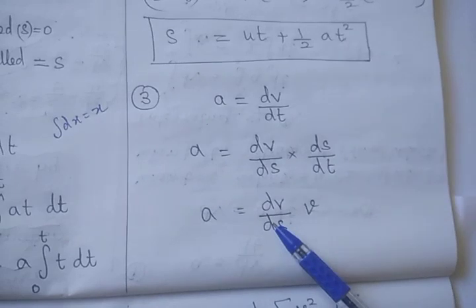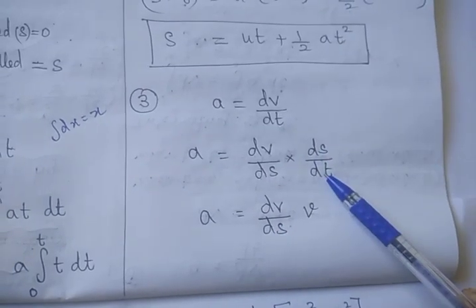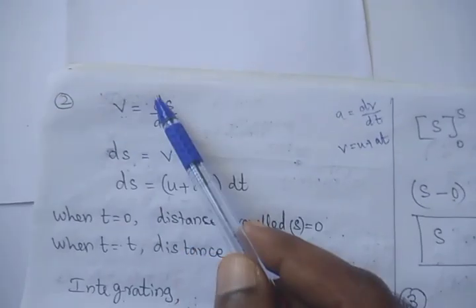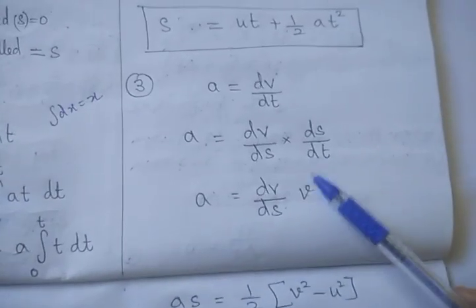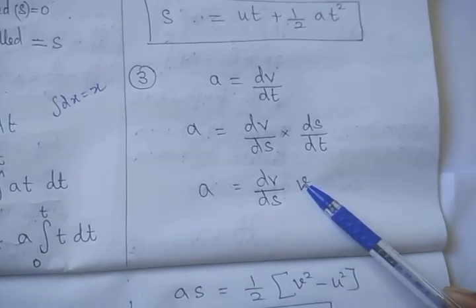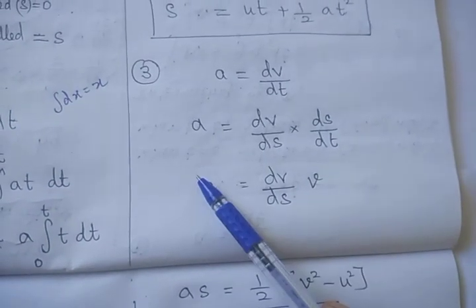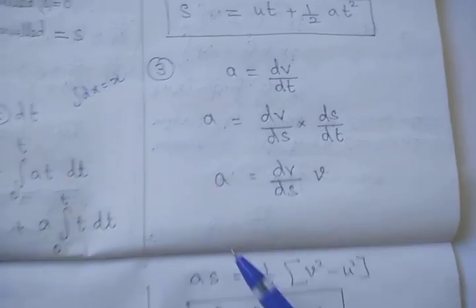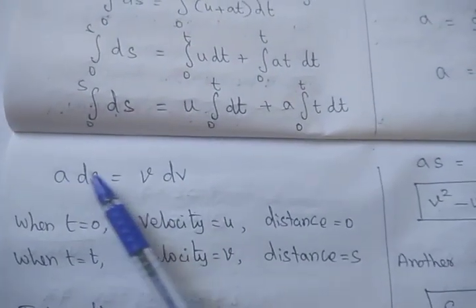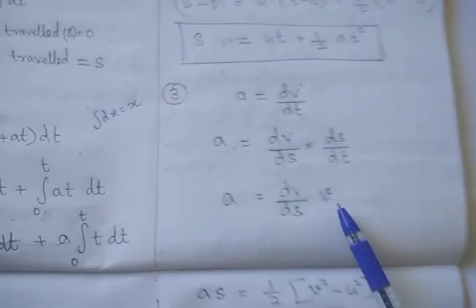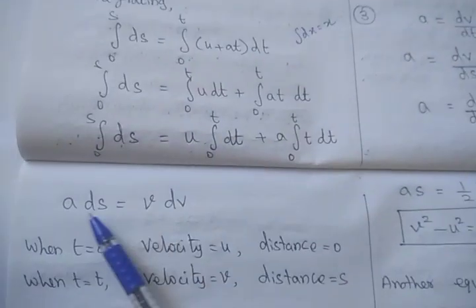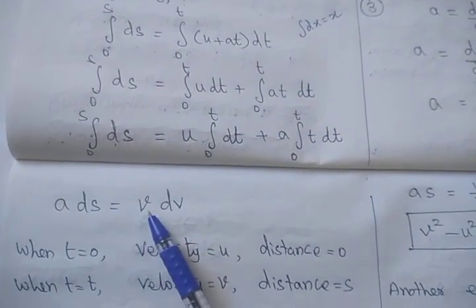Now dv by ds as it is. What is the ds by dt? Yes, the velocity is equal to ds by dt. So you just put velocity here. Now you bring the ds here. So what is that? A into ds. So the equation will become A into ds, which is equal to V into dv.